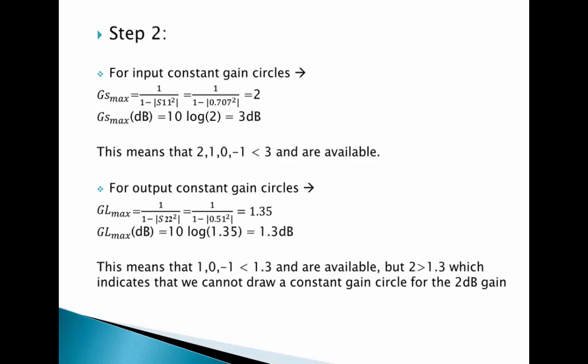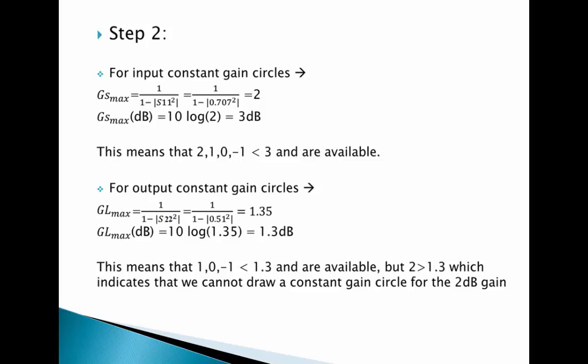The second step is to find the input constant gain circles, the maximum source gain from this equation, which is 1 over 1 minus the S11 squared magnitude, which numerically equals 2, and in the dB scale it equals 3. This means that the 2, 1, 0 and minus 1 dB gains are less than 3 and are available. So we are going to plot them.